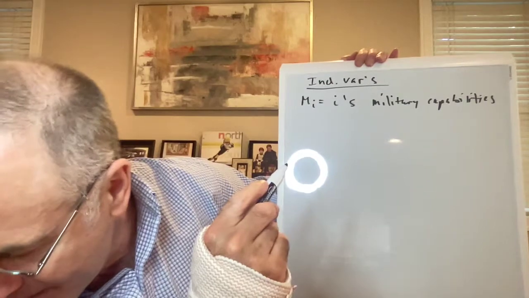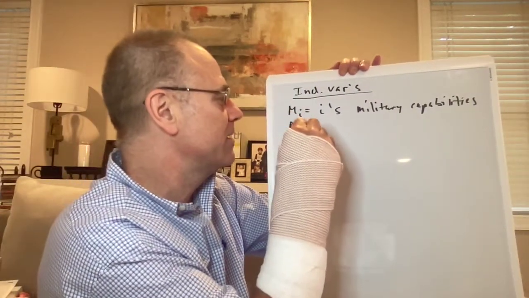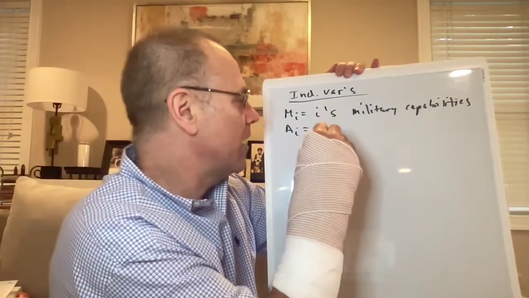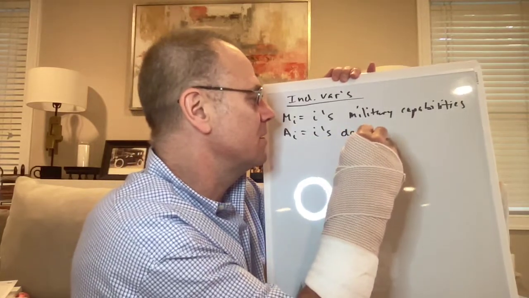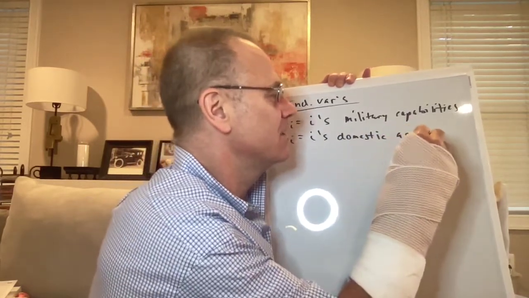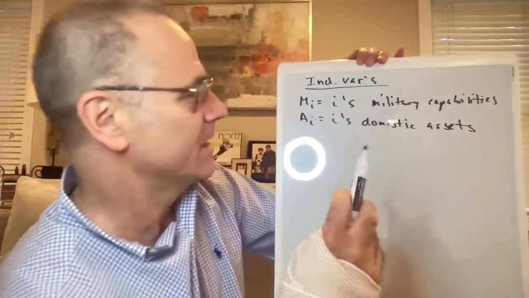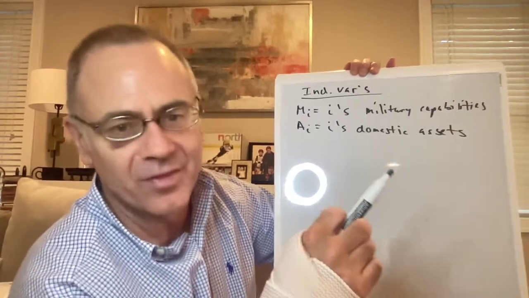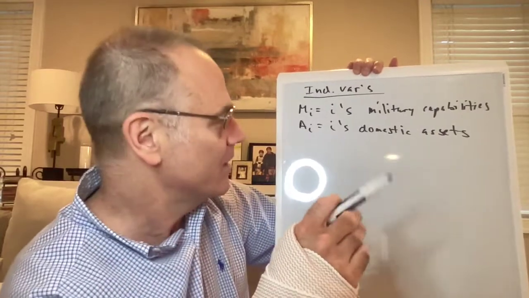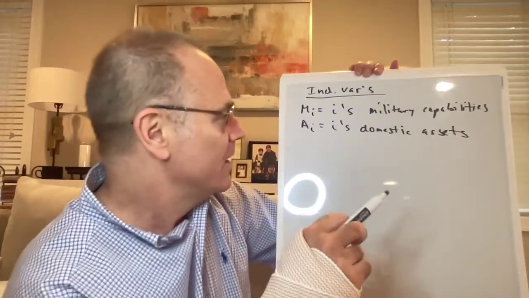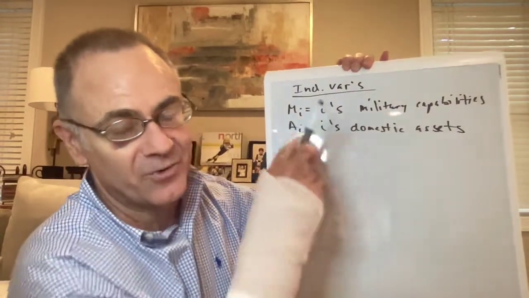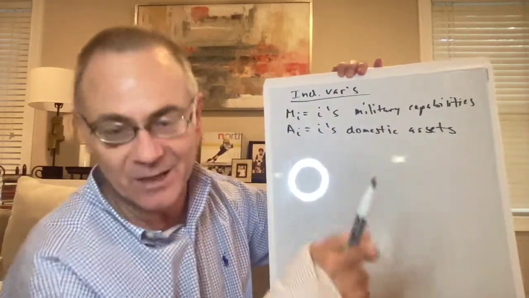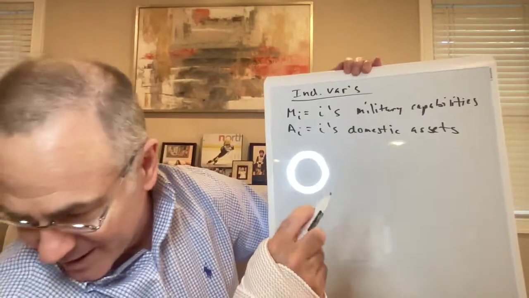A_i equals i's domestic assets. Maybe I should have said other assets, non-military assets. This is wealth that is not in the military. Where we're going is that if the countries go to war and country i loses, A_i is given to the state that wins.